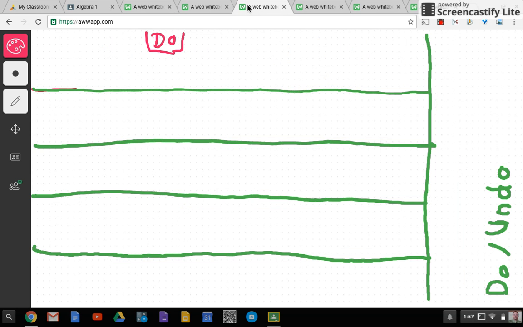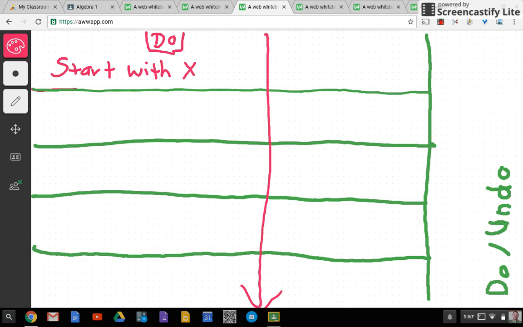Now this is the top flap up here. I went ahead and wrote "do" on there because if I was writing this equation, what I would do is start with x. Oh, and one thing I do want to do is make a line that goes all the way down with a little arrow at the bottom. So I would start with x. I would know what x is in this equation that I wrote up there.